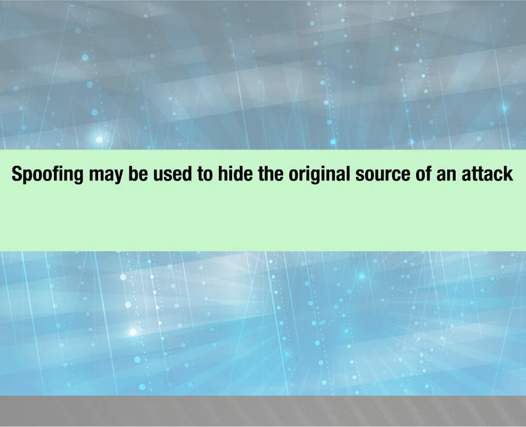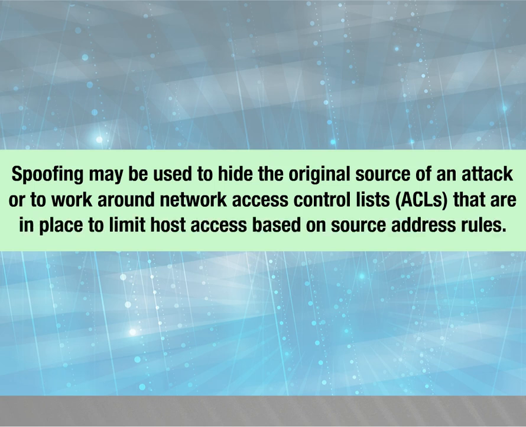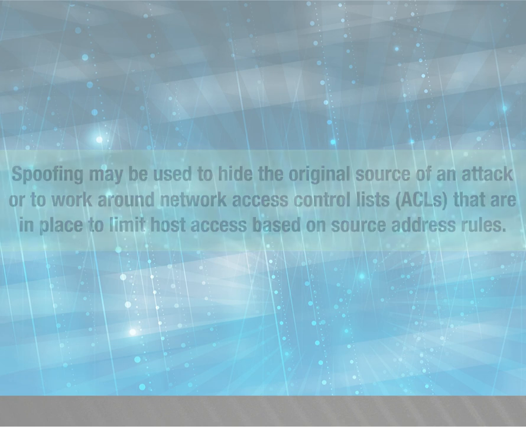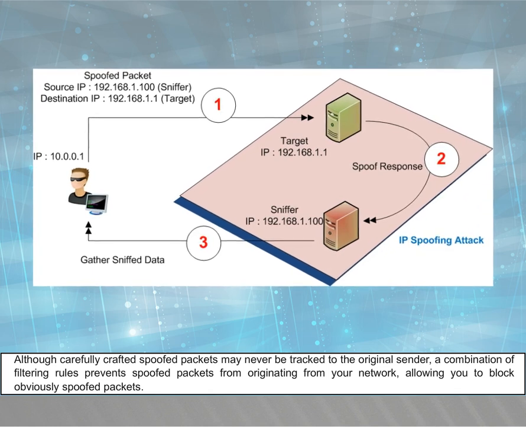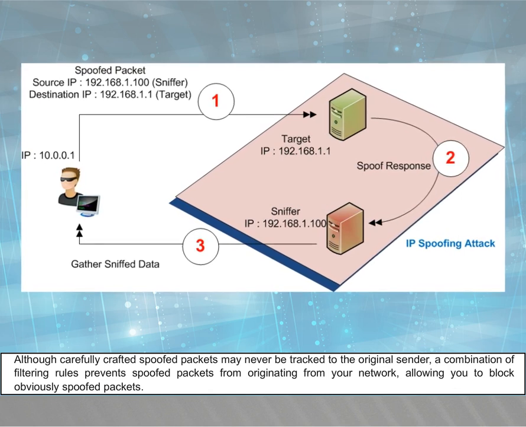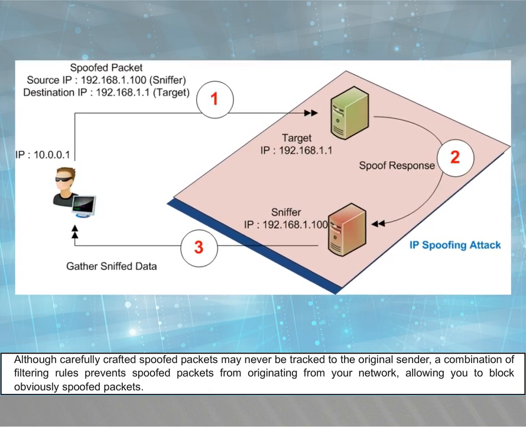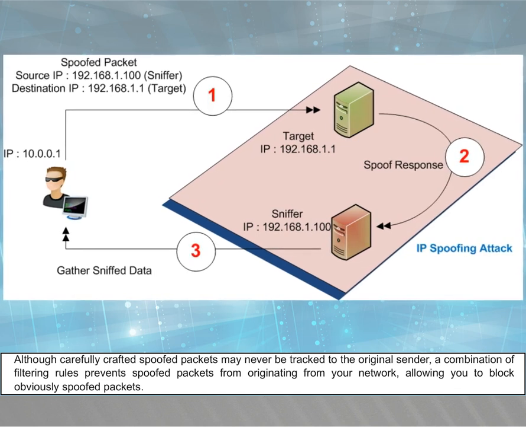Spoofing may be used to hide the original source of an attack or to work around network access control lists, ACLs, that are in place to limit host access based on source address rules. Although carefully crafted spoofed packets may never be tracked to the original sender, a combination of filtering rules prevents spoofed packets from originating from your network, allowing you to block obviously spoofed packets.